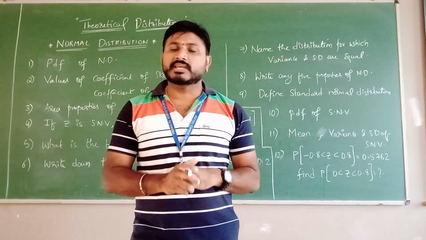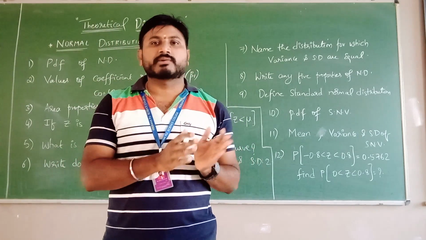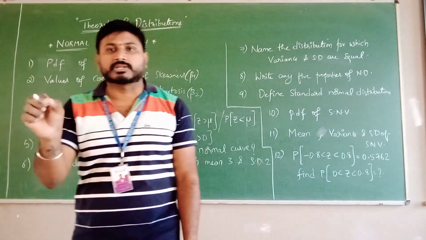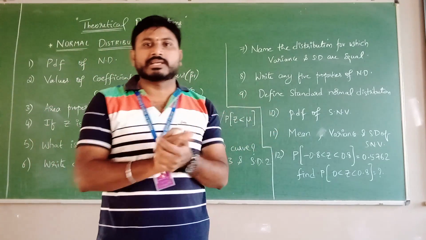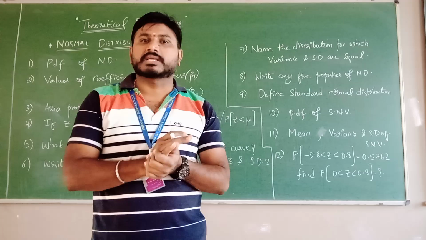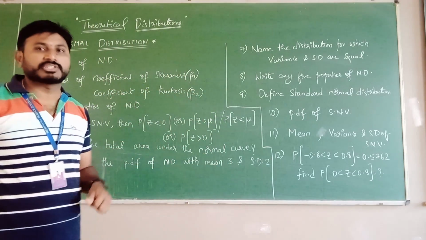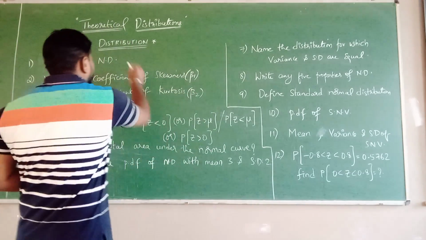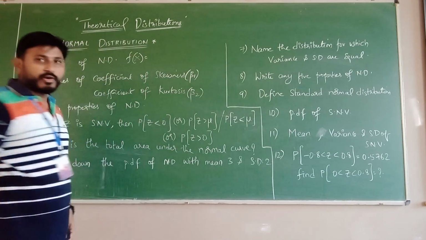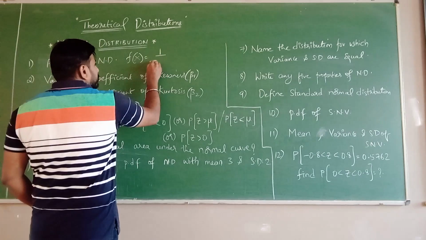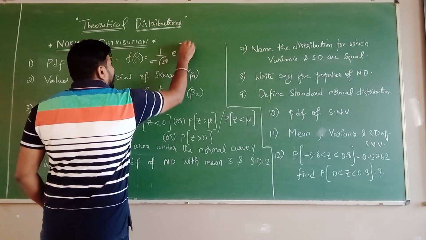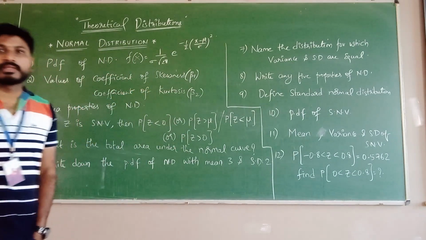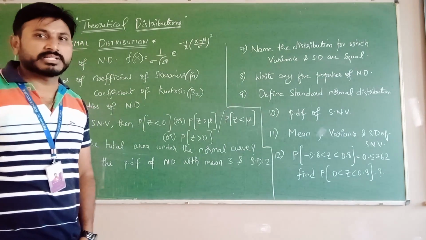Normal distribution, as I said, is continuous. Let x be a continuous random variable with its PDF. PDF is nothing but probability density function. PMF confines to discrete cases, PDF confines to continuous cases. You all know that, right? What is the normal distribution probability density function? f of x equals 1 by sigma root 2 pi, e power of minus 1 by 2, x minus mu by sigma whole square. So this is the PDF of normal distribution.